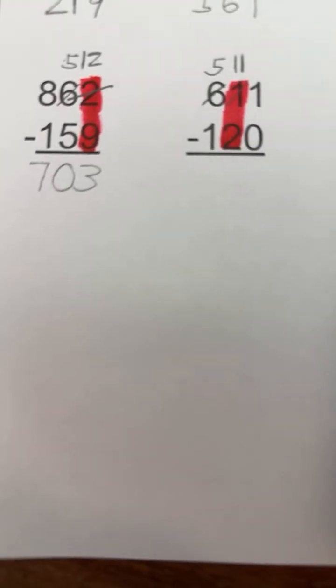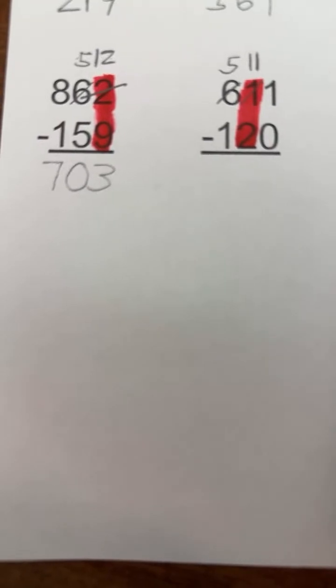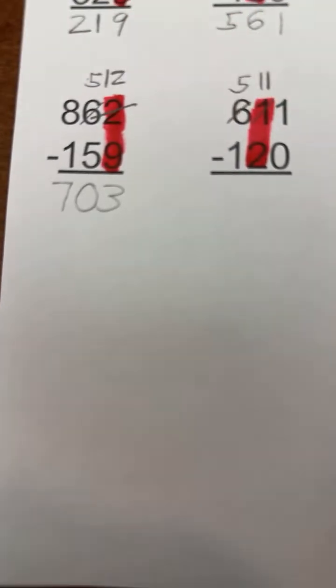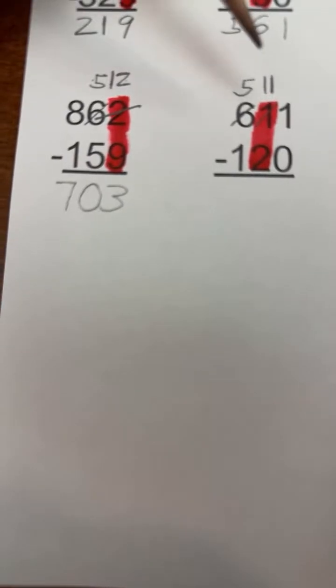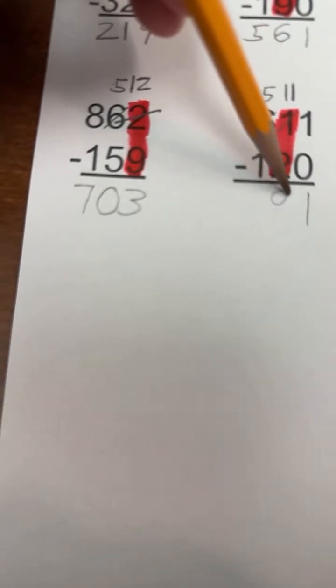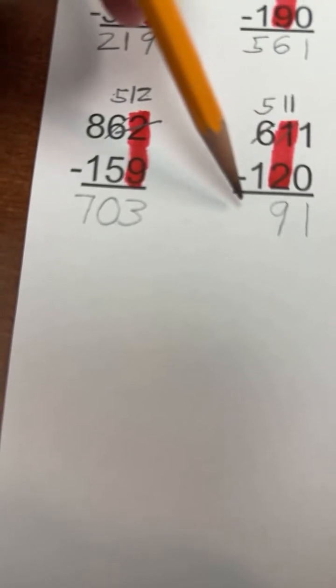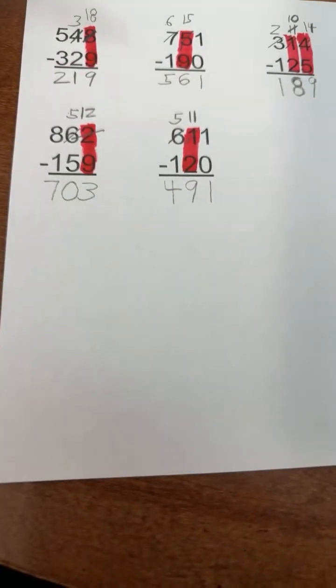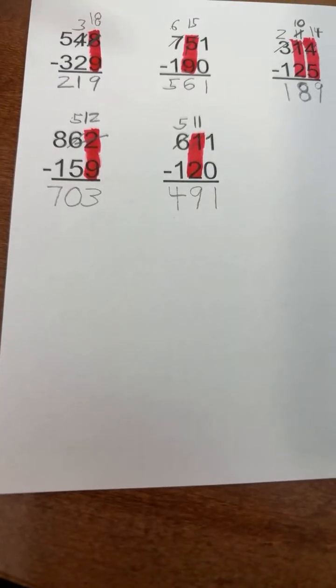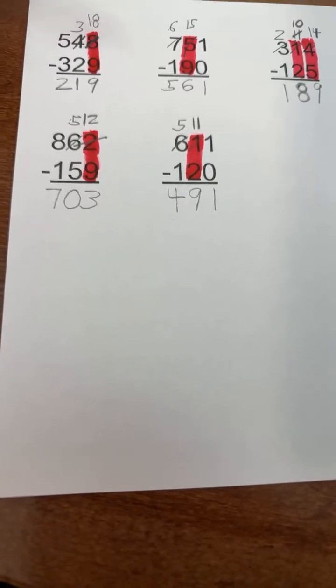All right, final problem of the video. 611 minus 120. So all the top digits are bigger than the bottom digits. We're ready to subtract. Starting in the ones place, we always start in the ones place. We always start in the column all the way to the right. 1 minus 0 equals 1. 11 minus 2 equals 9. 5 minus 1 equals 4. And we have our final answer. 611 minus 120 equals 491.